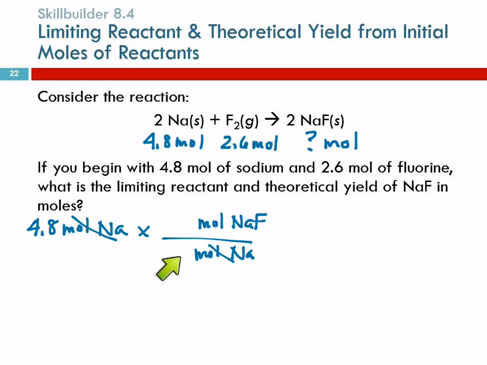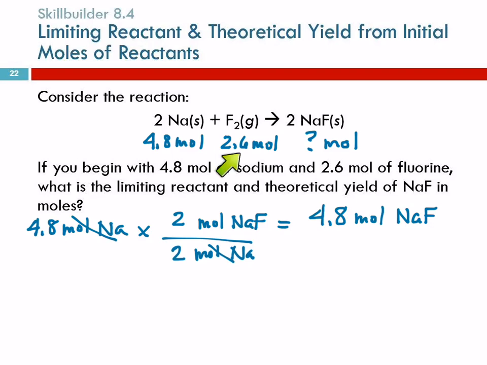I look for these numbers in the equation. In front of NaF, I see the number 2. So I write that number here. In front of sodium is the number 2. And in front of sodium down here, I write the number 2. Well, you can see that the 2's cancel out. But if you do it on your calculator, you'll come up with the same answer. 4.8 moles of sodium fluoride. If we use up all the sodium, that's how much product we can make.